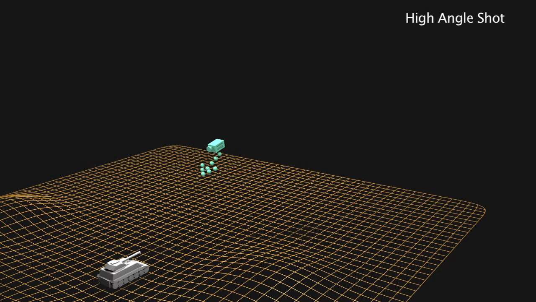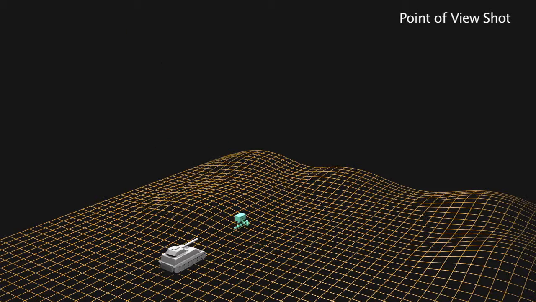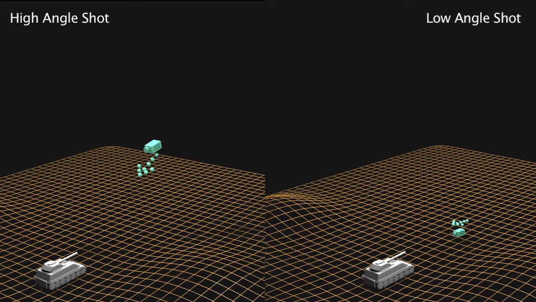In this video we will look at the different types of camera angles and shots that are used within cinematography. To begin, we will look at the high and low angle shots.